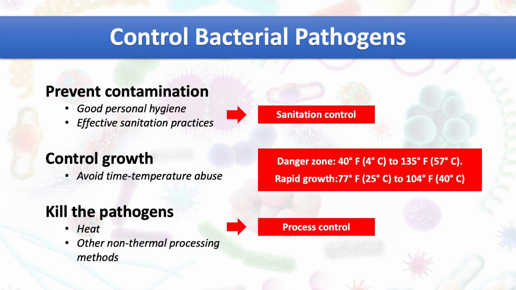There are three main aspects for controlling foodborne bacterial pathogens. One is to prevent contamination of food products. For example, good personal hygiene can help prevent contamination with fecal matter, which could contain pathogens. Good personal hygiene can also help prevent the transmission of Staphylococcus aureus, which is a common organism that can reside on our skin and in our noses and can be transferred by touching.